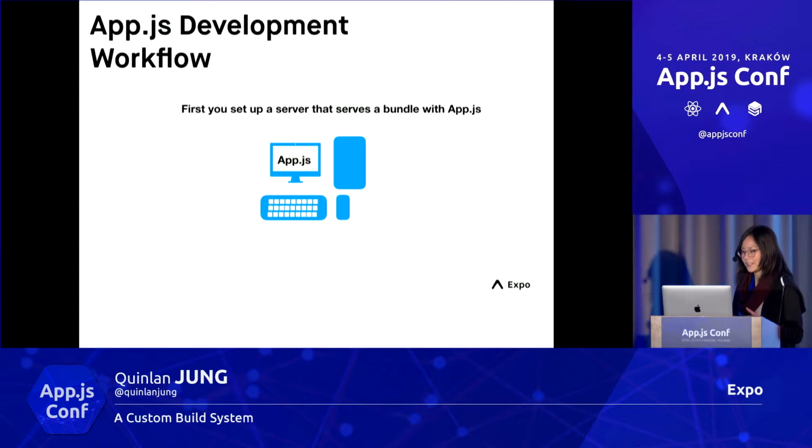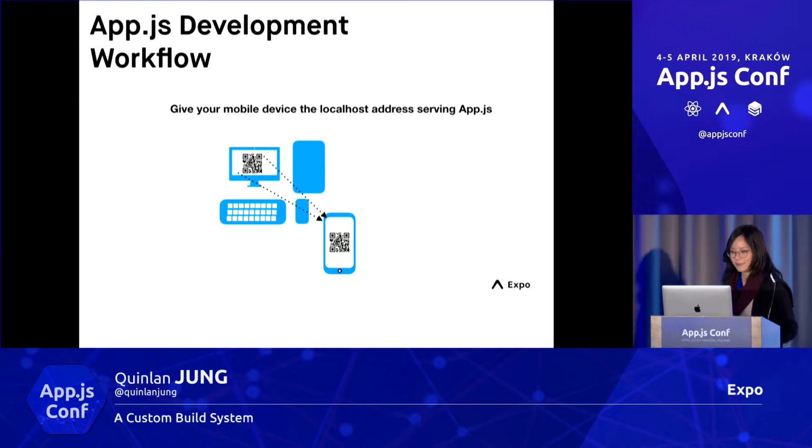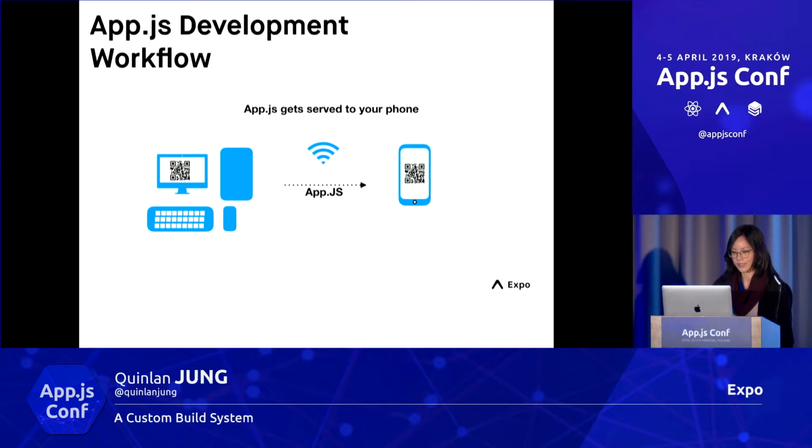All right, so the way it works is that first, you're going to set up a server on your local machine that will serve a bundle with App.js. And for all intents and purposes, when I mention App.js in this talk, I'm talking about all the JavaScript that you've written for your app. Once you set up the server on your local machine, you're going to give your mobile device knowledge of the localhost address that's serving App.js. Once your phone knows about the localhost address, a request for it, and App.js will get served to your phone.